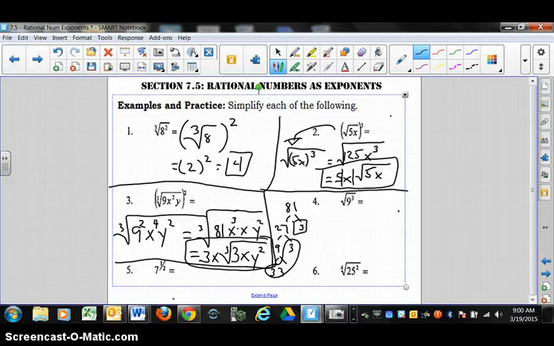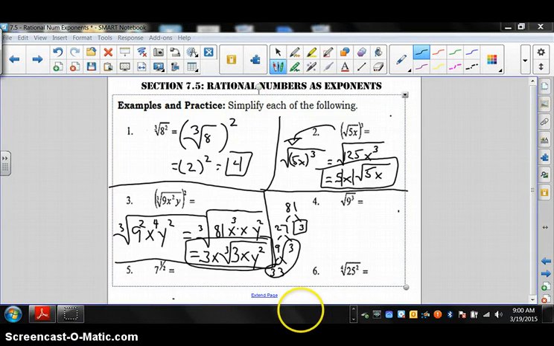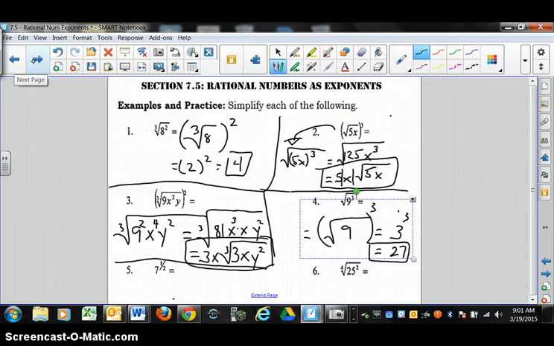Alright, let's see if you can simplify problem number 4 on your own. Now, I hope you put me on pause, because here's the answer. Boom, 27. Hopefully you got it. If not, you can see my work.